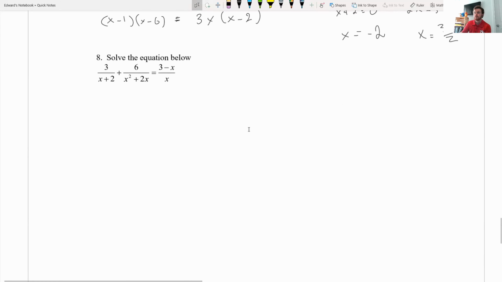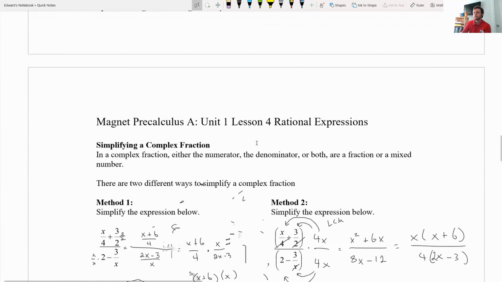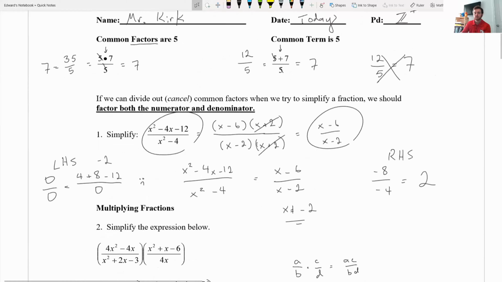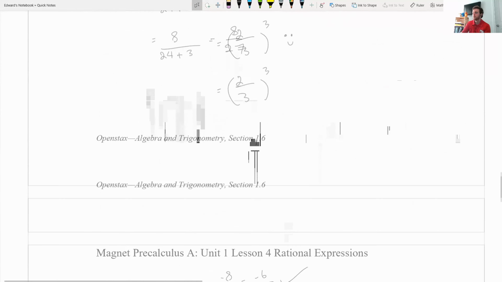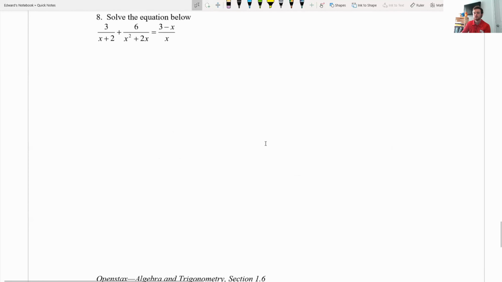Check your answers at the end, because this entire time we've been talking about this issue when we divide by 0. So when you get your answers at the end here, plug them back in and see what you get.